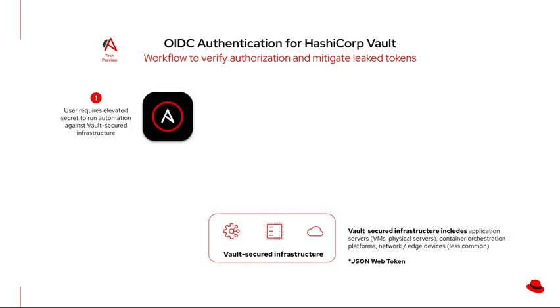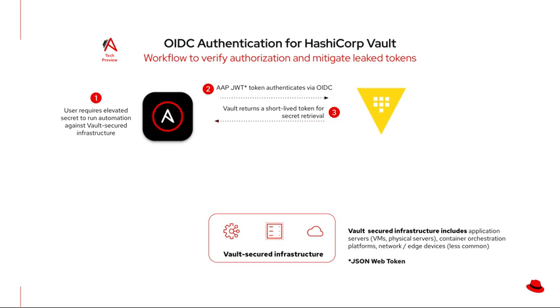When a user needs to run automation against vault-secured infrastructure such as VMs or network devices, instead of pulling a stored credential, Ansible Automation Platform generates a short-lived token that includes the job template, the organization, and the user, and authenticates that directly with Vault via OIDC. Vault validates that token, checks the claims against its internal policies, and returns a scoped short-lived token back to Ansible Automation Platform specifically for that secret retrieval.